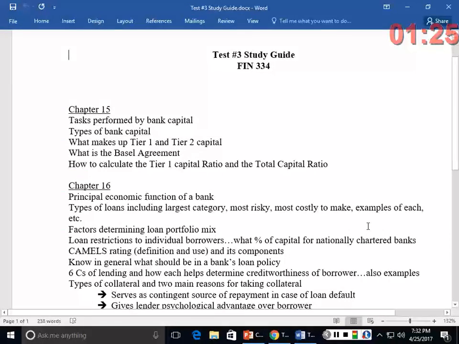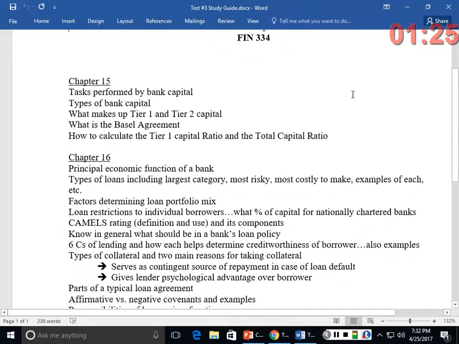All right, so test number 3, only 3 chapters. Chapter 15, and again, go to Integrity. You're going to have chapter 15, which is already there, chapter 18 is there, and then this chapter is going to be there also, chapter 16.